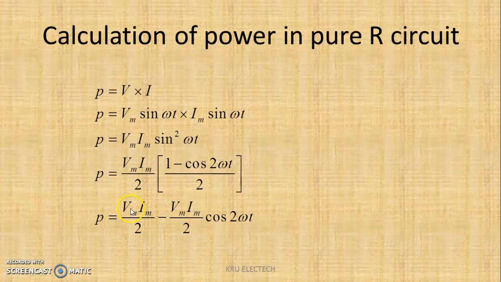Okay, this value Vm is the maximum value, that's why it is a constant. This is Im, the maximum value of current, that's why it is a constant. So the whole first term of the power is constant, and this term, the cos 2 omega t, depends on the cosine value, that's why it is the variable. So the first part is constant and the second part is the variable, or fluctuating.